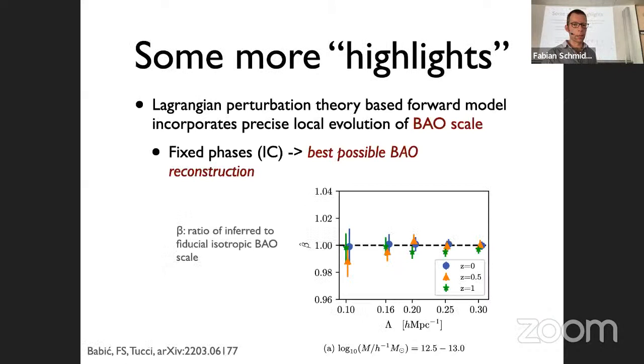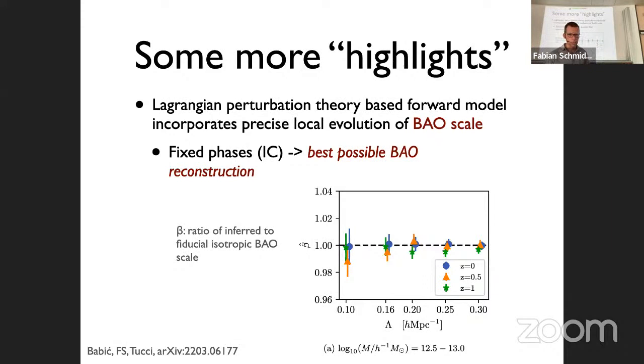Some more highlights, again, all with fixed initial conditions. Now, with my student Ivana Babic, we've also been looking at BAO inference. For those who are familiar, the baryonic acoustic oscillation scale is a very nice standard ruler, which allows us to measure distances in the cosmos. The standard approach is to take galaxies, try to move them back to where they might have been in the initial conditions, and then run the analysis on that.